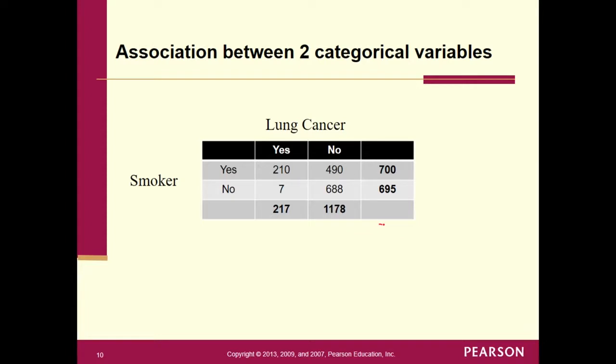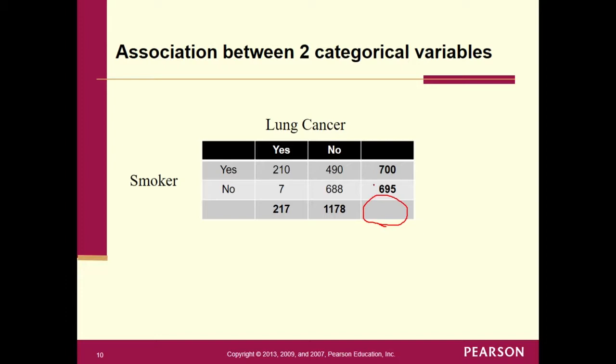Now be careful with this number. This is the total sample size right here. And be careful with this one. Either add these two numbers or add these two numbers, but don't add all four of them. If you add all four of them, you're counting everybody twice.